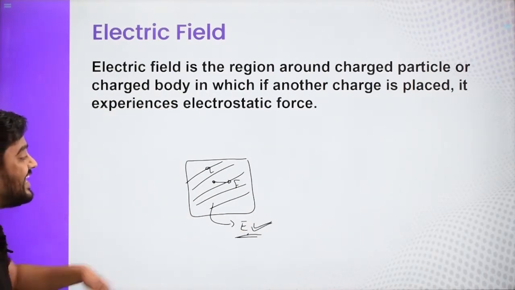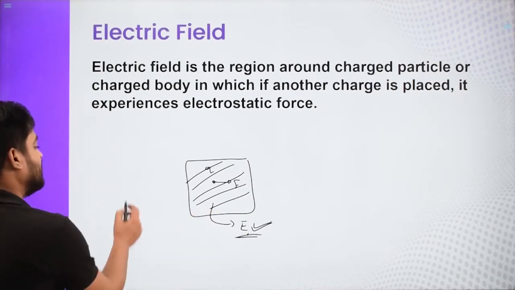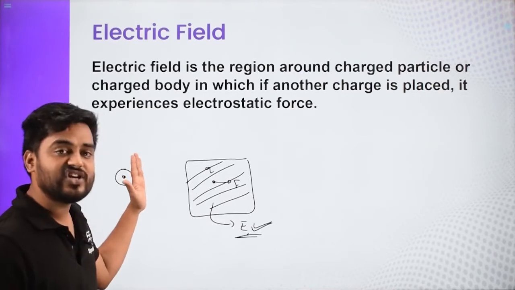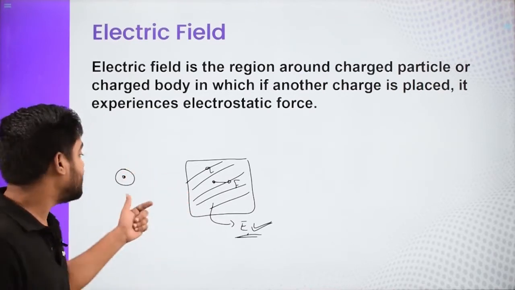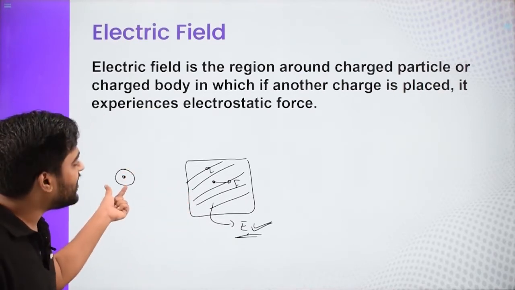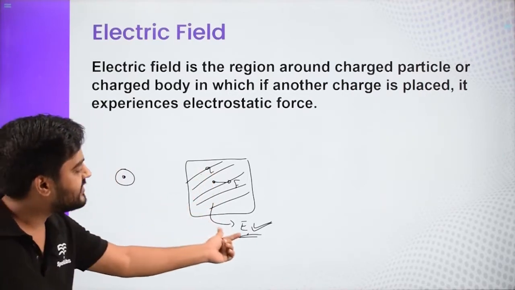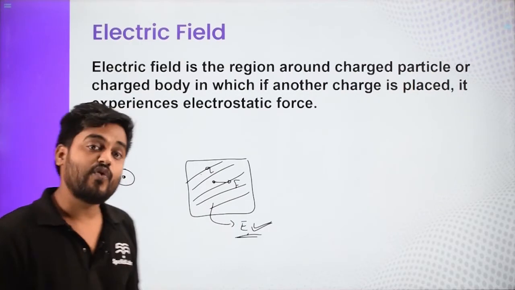Who will be creating that field? The another charge. If another charge which is not there in the situation as of now, this another charge might be visible to you or might not be visible to you, but it is the one who is creating this field, and this is another charge which is experiencing this electric field in terms of force.